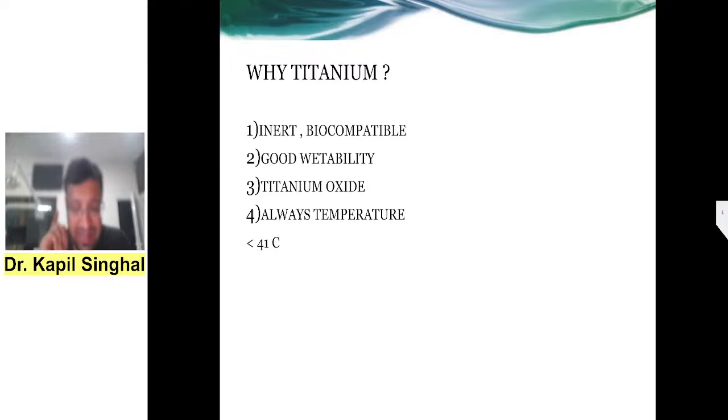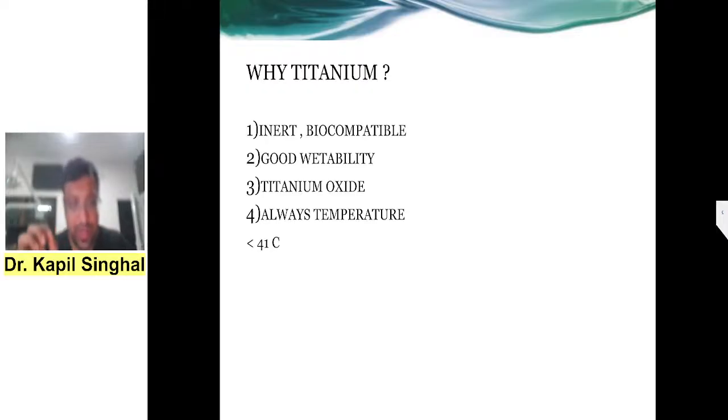Also, please remember, whenever the implant is placed, two more questions are asked: what should be the maximum temperature that can reach, means the temperature should not go above which temperature. So the answer is 41 degrees centigrade, because above 41 degrees centigrade, osteoblastic cells die. So that is why the temperature should not reach above 41 degrees centigrade.